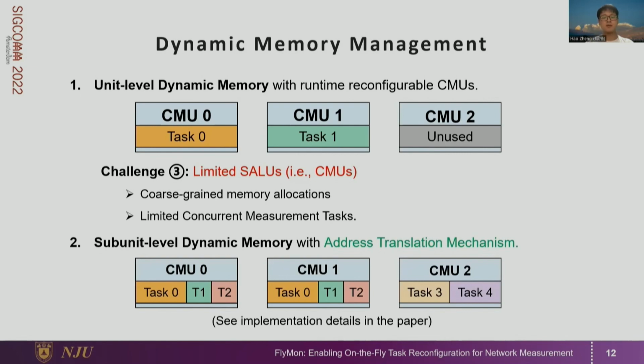We implement sub-unit level dynamic memory inside the CM units through an address translation mechanism. The sub-unit level dynamic memory brings more flexible memory allocations and can accommodate more memory tasks with isolated memory. Please see implementation details in the paper.